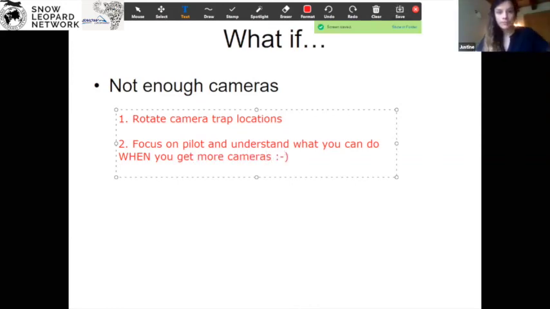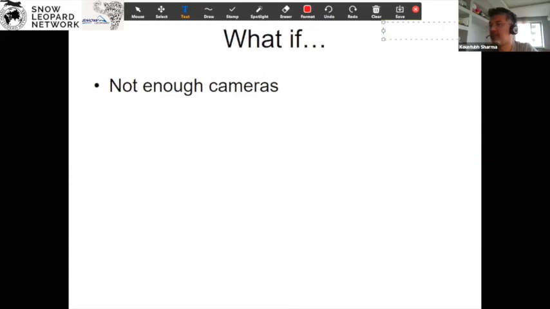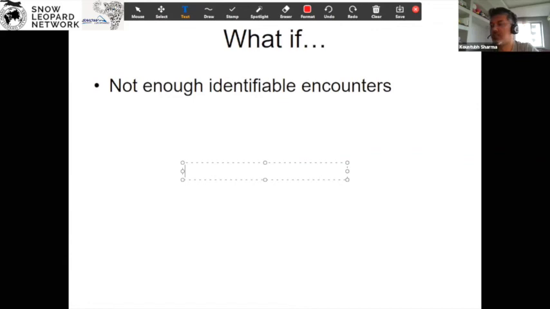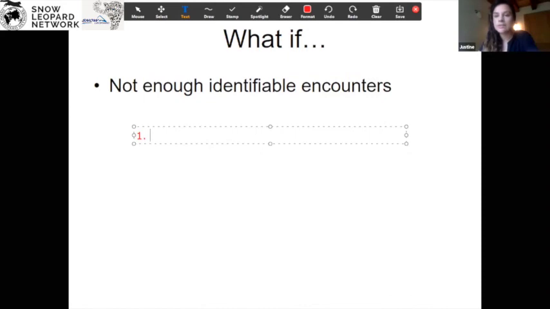Okay. All right. Next point. What if you don't have enough identifiable encounters? So you have set up cameras, let's say you have 40 cameras and you've just not found enough encounters. What do you do in that scenario? Or many photos you can't do ID. What do you do in that situation?